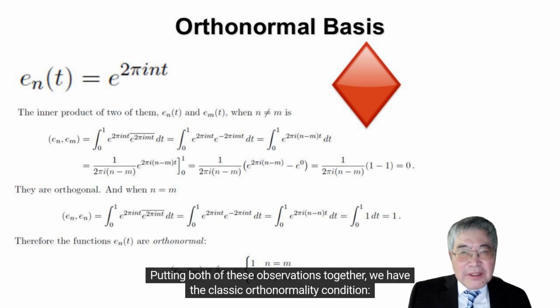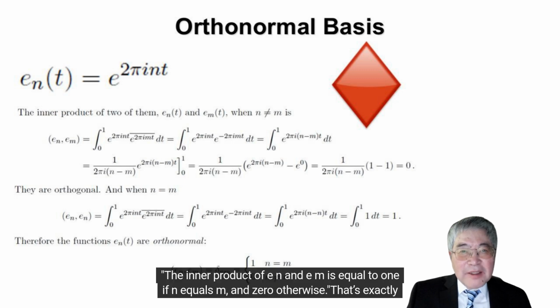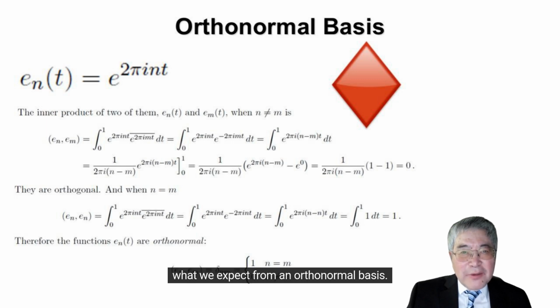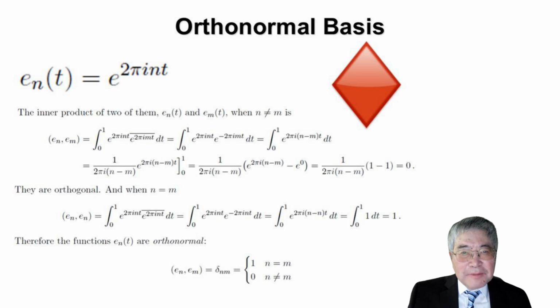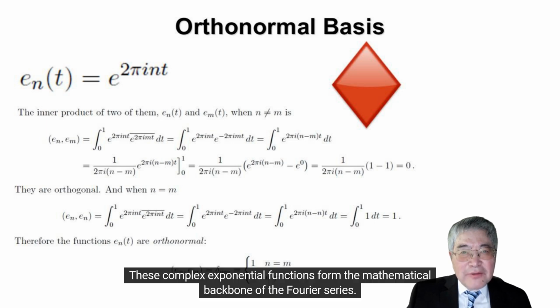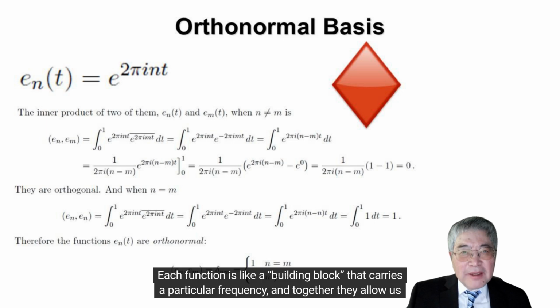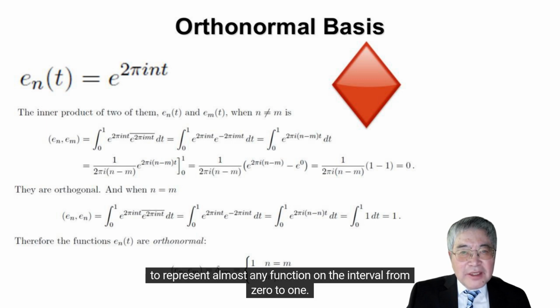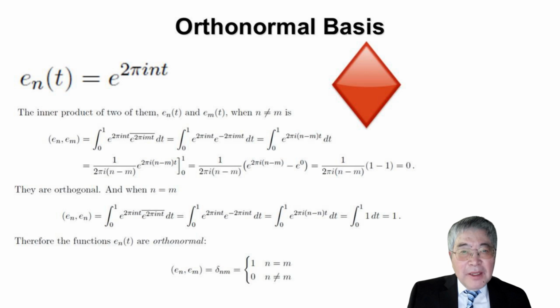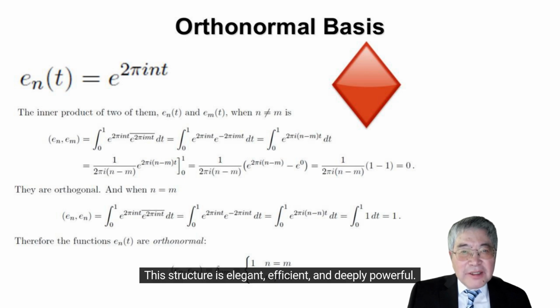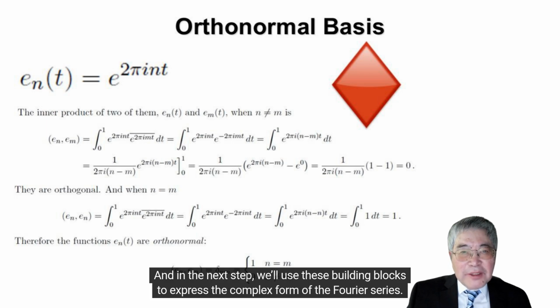Putting both of these observations together, we have the classic orthonormality condition. The inner product of e_n and e_m is equal to 1 if n equals m and 0 otherwise. That's exactly what we expect from an orthonormal basis. These complex exponential functions form the mathematical backbone of the Fourier series. Each function is like a building block that carries a particular frequency, and together they allow us to represent almost any function on the interval from 0 to 1. This structure is elegant, efficient, and deeply powerful. And in the next step, we'll use these building blocks to express the complex form of the Fourier series.